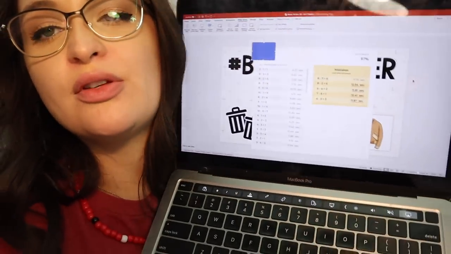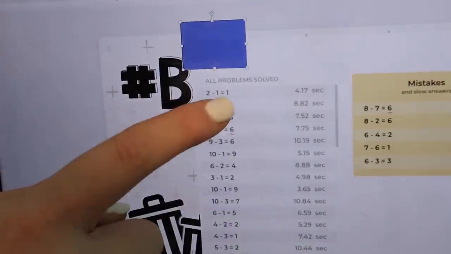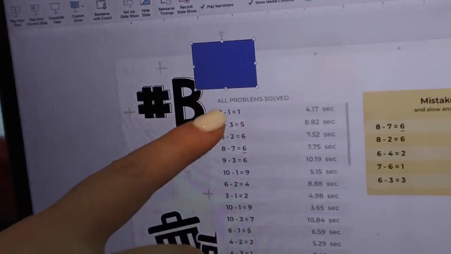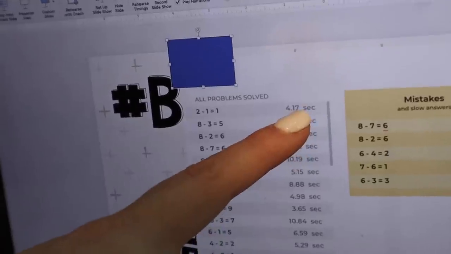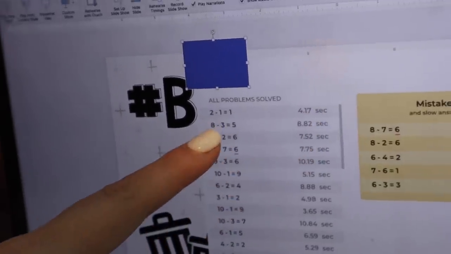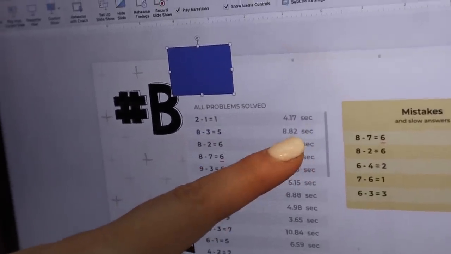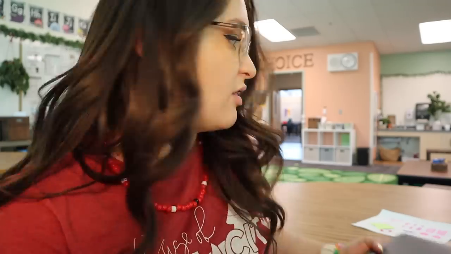And if you click on it, you can see. So this student, these are the problems that they did, and this is how long it took them. So she did 2 minus 1 equals 1 in 4 seconds. And then she did 8 minus 3 equals 5 in 8 seconds. It's a really nice little breakdown that it gives you in 99 Math, and it will save your reports. And initially when I started using it, I didn't know it could save my reports, but it does. And so that's been really, really nice. So I shared that data with them, and yeah, conferences today went, I think, really well.